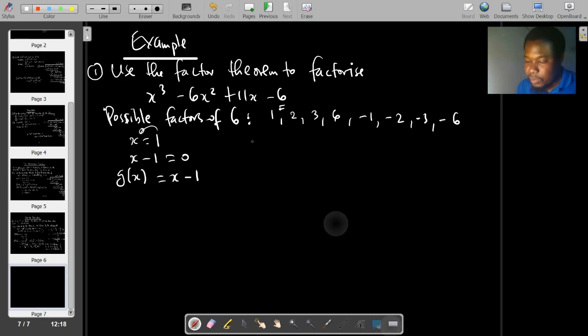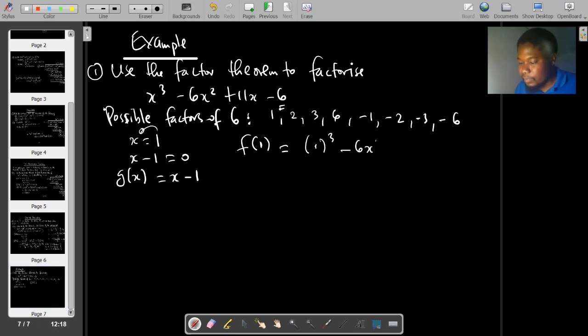But what we have to do is substitute f of 1 into our polynomial. So it will be 1 to the power 3 minus 6x to the power 2, plus 11x minus, what am I doing? Okay, sorry about this.